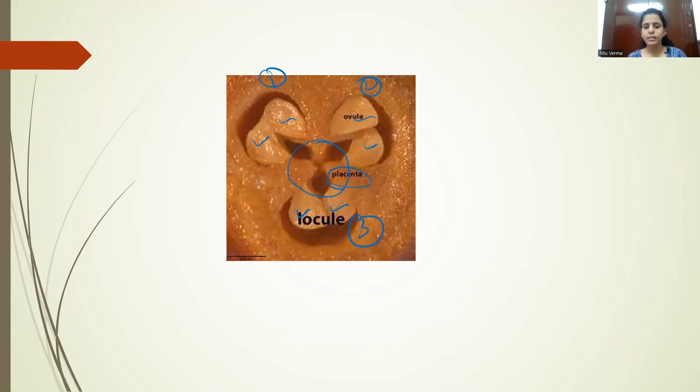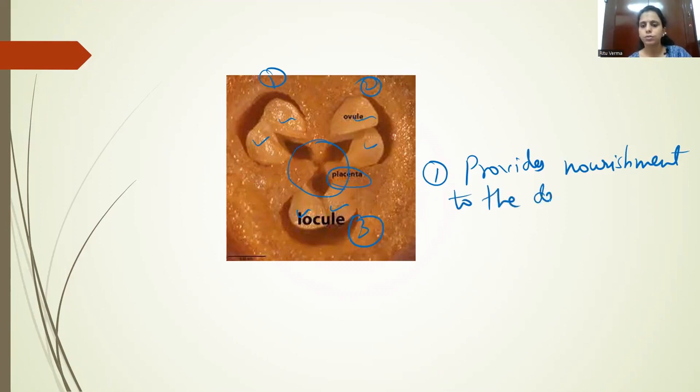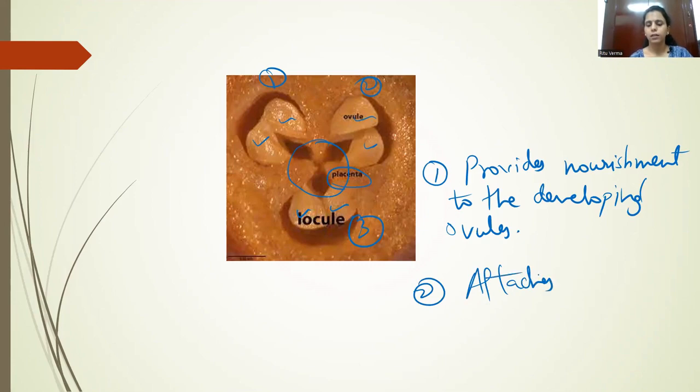It provides attachment to the ovule with the ovary wall. Ovules are attached to the ovary wall through placenta. And the second function is it provides nourishment to the developing ovule. So the first one is it provides nourishment to the developing ovules, and second, it attaches ovule with the ovary wall.